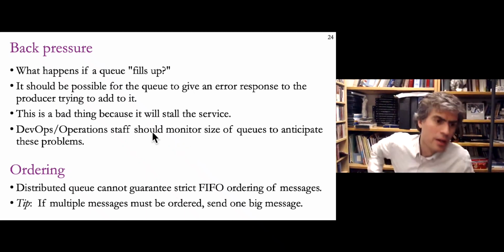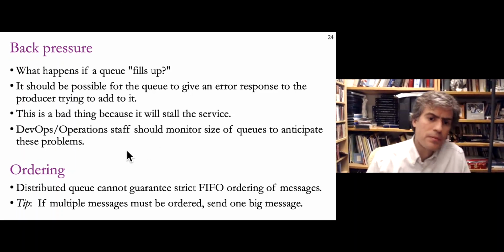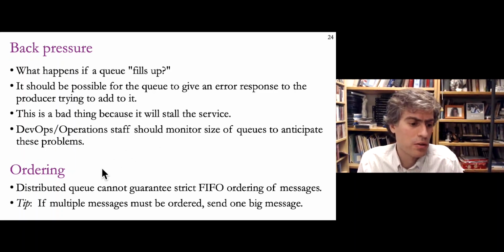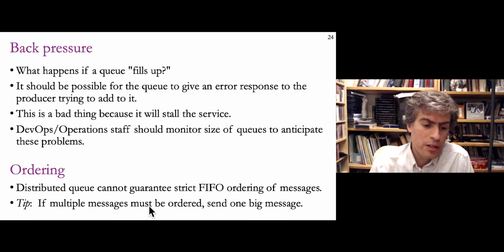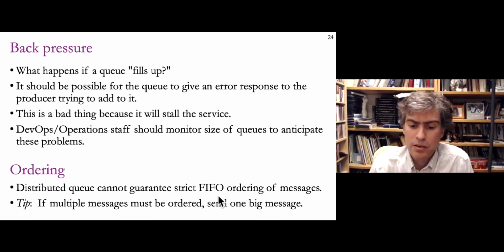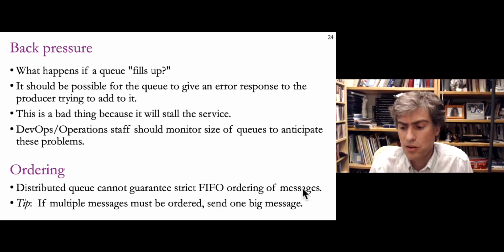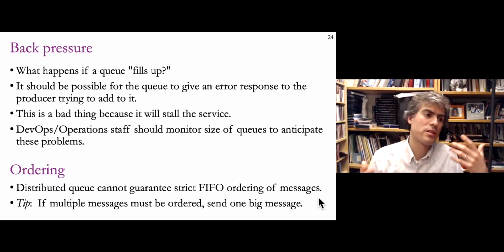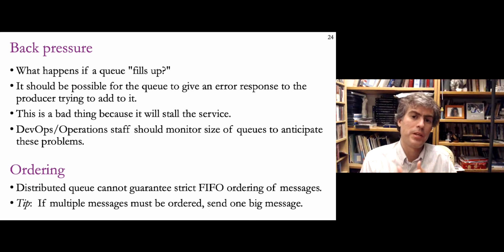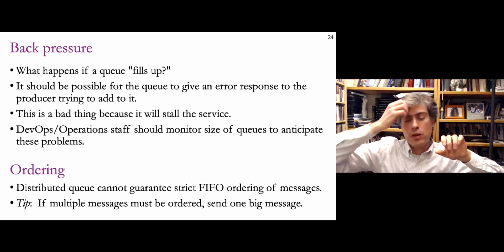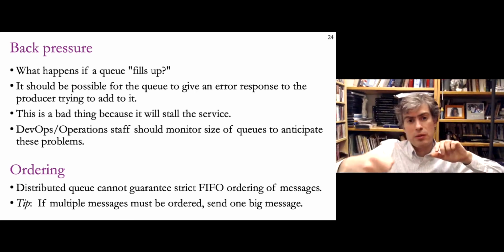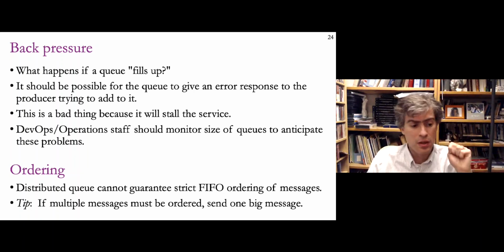Yeah. So another issue that comes up when using queues is maybe ordering, because when you're using a big distributed queue like Kafka, you can't necessarily guarantee strict first in, first out ordering of messages. So if you have several pieces of work that you're creating, and you send them to a distributed queue, you can't be sure that the order you created the messages will be the order that they're consumed in.